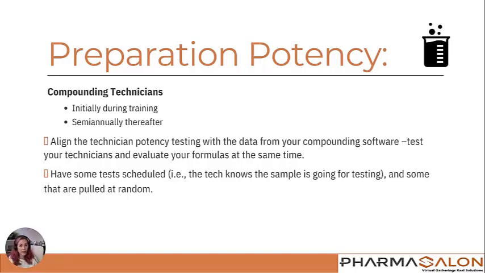And then semi-annually after that, if you can swing it, you want them to send out samples for testing. You can align your technician potency testing with the data from your compounding software. So in our example, in the previous slide, we had those 15 preparations.